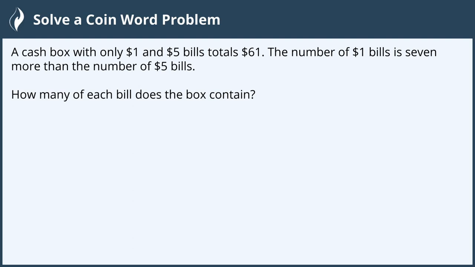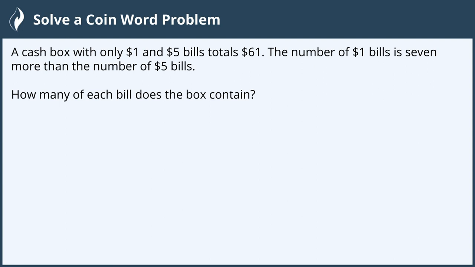Hi everyone! In this video, we will solve a coin word problem, coin meaning currency. A cash box with only $1 and $5 bills totals $61. The number of $1 bills is 7 more than the number of $5 bills. How many of each bill does the box contain?